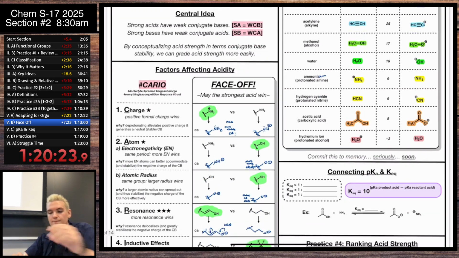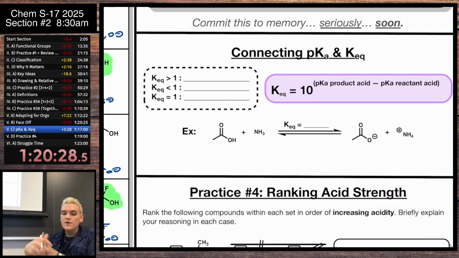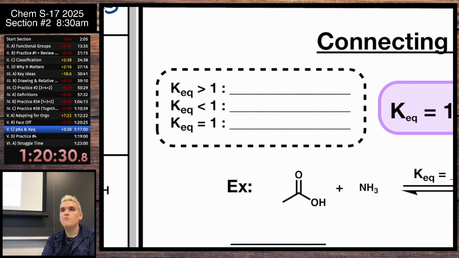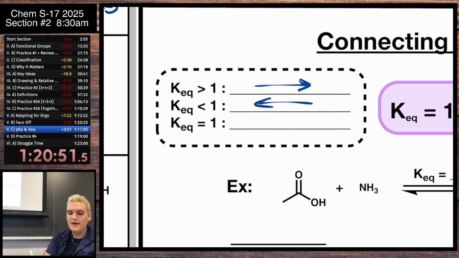Okay, so real quick, pK and KEQ. From Gen Chem, if we have a KEQ greater than 1, does it favor the products or the reactants? Products. Remember KEQ is products over reactants. So if the products are bigger, our fraction is going to be greater than 1, so it's going to favor the products. If we're less than 1, it favors the left side, and it's roughly equal for KEQ of 1.